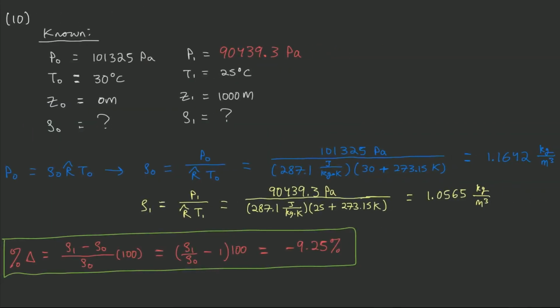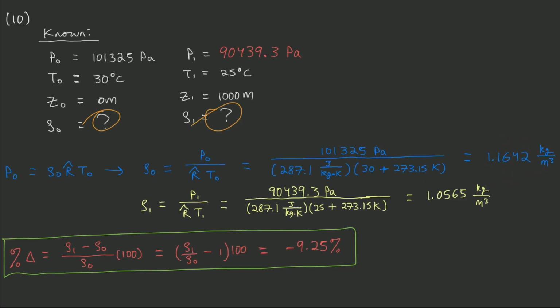So again, here's our table. The only unknowns are rho naught and rho 1, and we're going to use the modified form of the ideal gas law using the specific gas constant to calculate these two densities. So here we see that we have P naught is equal to rho naught R hat T naught, and we just solve for rho naught. So that's what this expression is right here. Plugging in P naught, 101,325 Pascal. R hat, again, is the specific gas constant, 287.1 joules per kilogram Kelvin for air. And our temperature at the reference level Z naught is 30 degrees Celsius expressed as Kelvin. We get that our density at our reference level is 1.1642 kilograms per cubic meter.